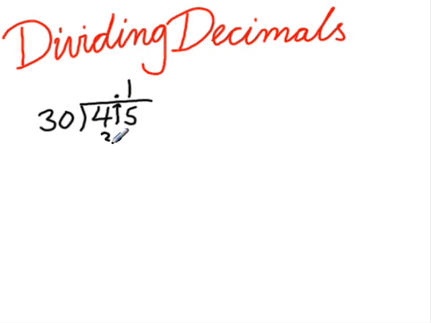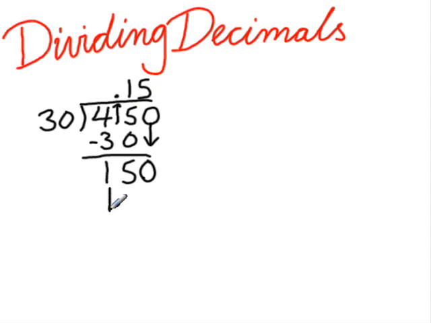1 times 30 is 30. Subtract: 15. And we can add another 0 here and bring it down. 30 will go into 150 5 times. 5 times 30 is 150. And so it comes out evenly. And our answer is 0.15. 0.15 is the answer to that problem.